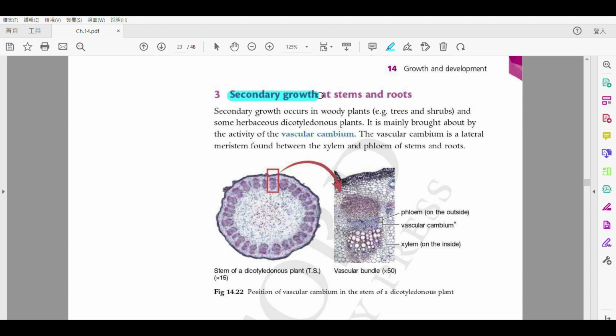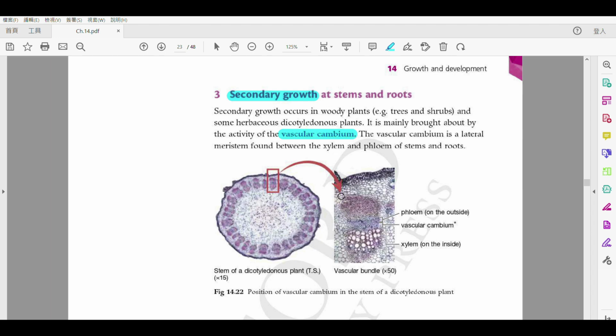So earlier, we've talked about the primary growth and one very important area that's called the meristem. And below meristem, we can divide it into apical meristem, which controls the primary growth. And the other one will be the lateral meristem, controlling the secondary growth we're talking about today. And other than the lateral meristem, we also need to know another very important area that is called the vascular cambium. Okay, so try to say this, vascular cambium.